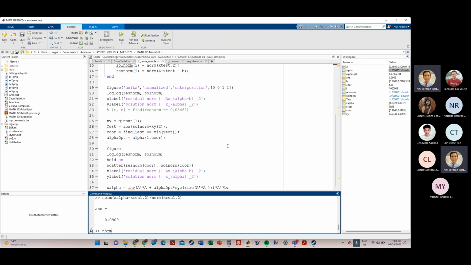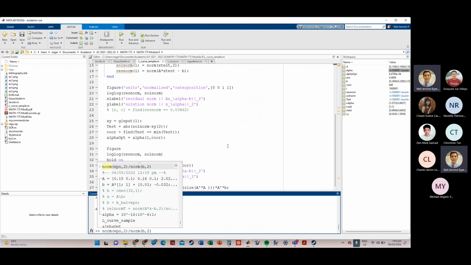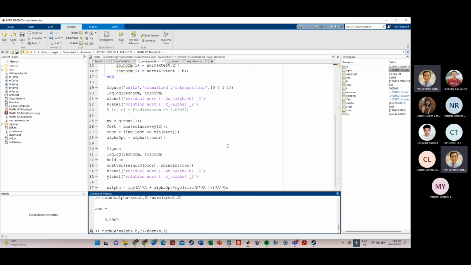And do we still have an accurate solution? So to find if we have an accurate solution, we need to compute the residual norm or the relative residual. So it's A times X alpha minus the right-hand side vector B. Yung right-hand side vector B dito, ito yung perturbed na B, right? Tapos divided by the norm of the perturbed B, comma 2. So 0.0103. So merong 1% error doon sa solution.